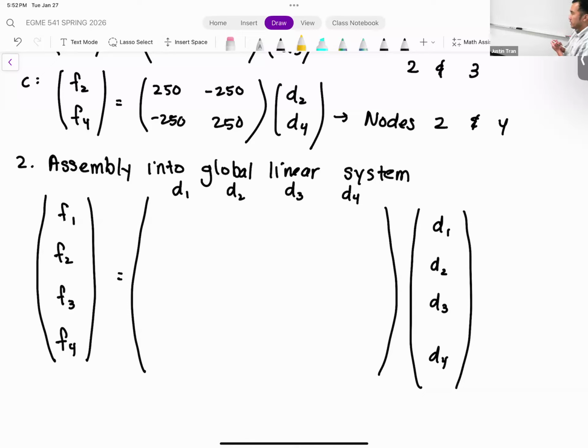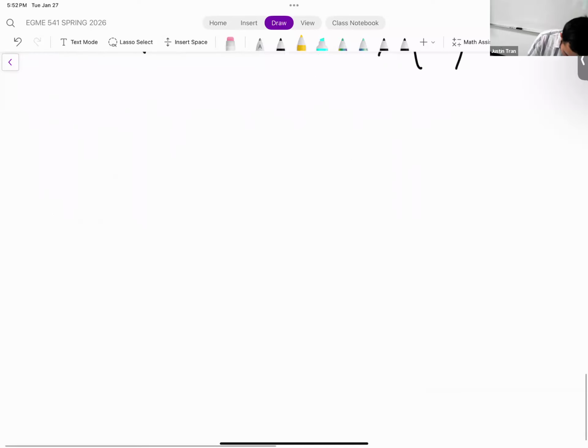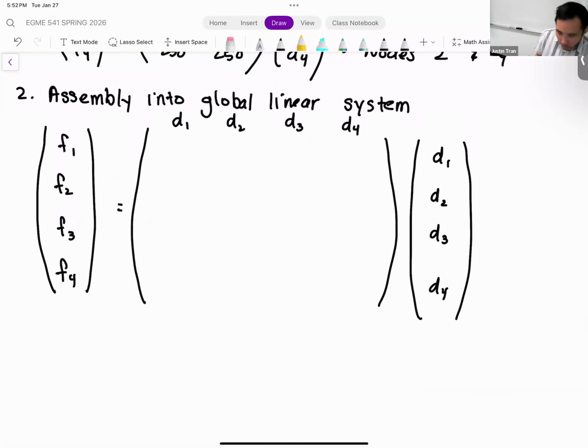Now to assemble this matrix, we're basically going to take all of our element stiffness matrices that we computed in part 1, and then just insert them into the proper location in our global linear system. And where we insert it depends on which nodes that element corresponds to. So let's start with element A.